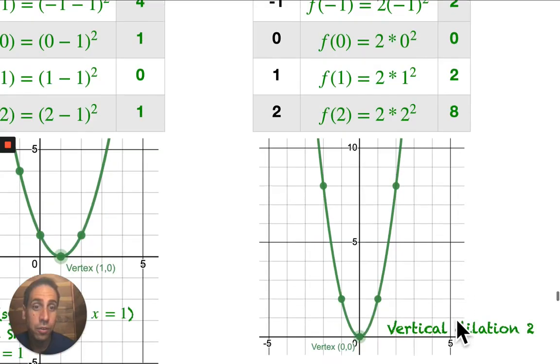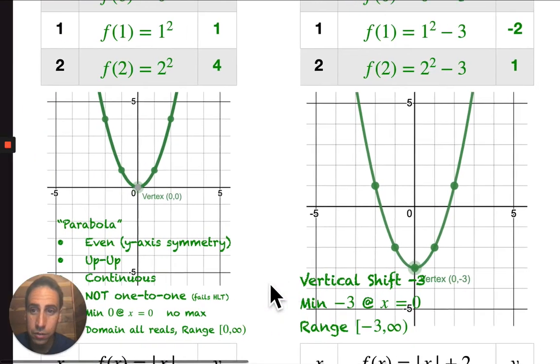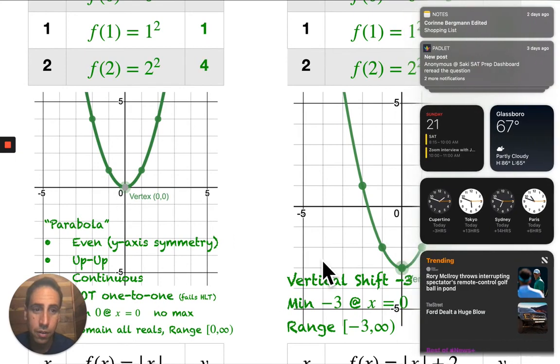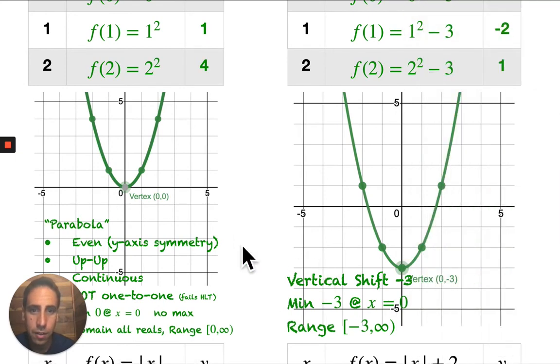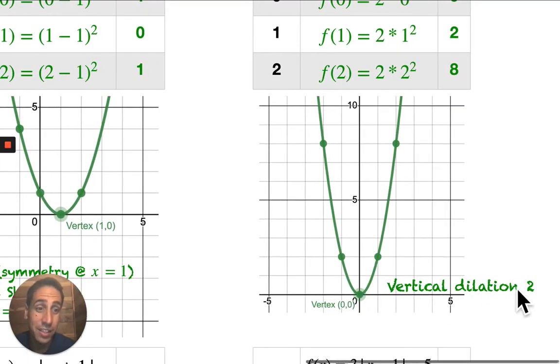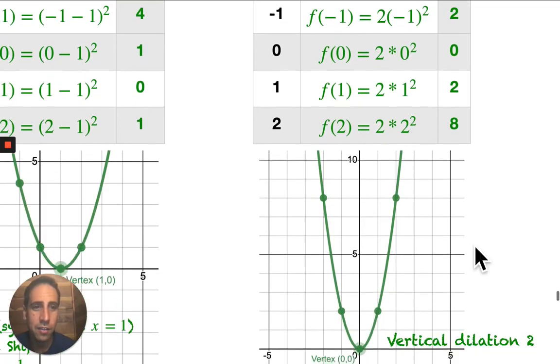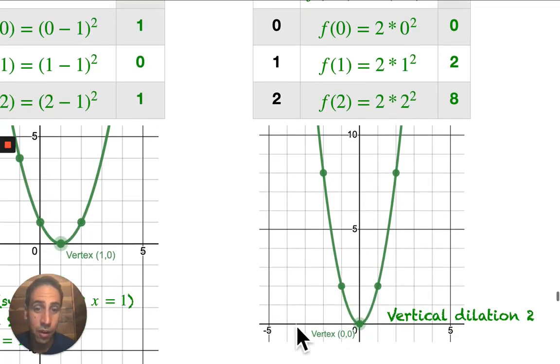Each one of the rows corresponds to a point, and wow, look at this. Everything is the same. It still is even, continuous, same symmetry, still fails the horizontal line test. Even the vertex is the same as the original, 0, 0. But we're just going to call this a vertical dilation of 2, meaning all the y values are twice what they used to be in the original, and so therefore they are twice as far away from the x-axis.